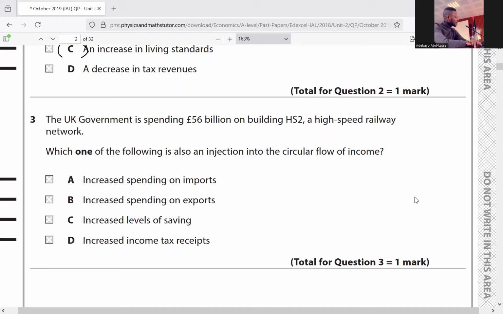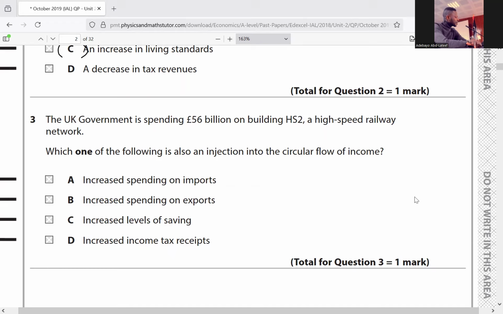When we talk about the circular flow of income, we're simply talking about how income is being injected and withdrawn within the economy, how income goes in and out of the economy with households, firms, imports, exports, and the rest. So now the question, they said, which one of the following is also an injection in the circular flow? Increased spending on imports. Imports represent withdrawal within the economy, so it is not A.